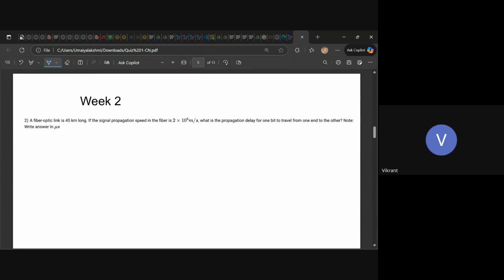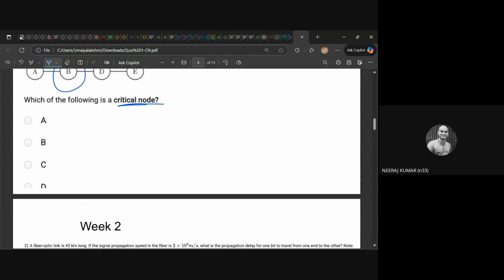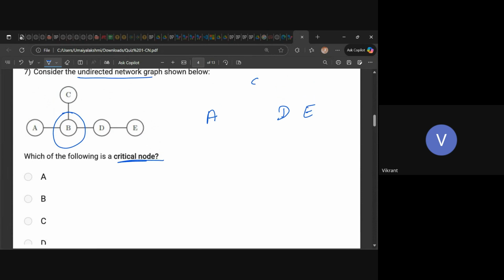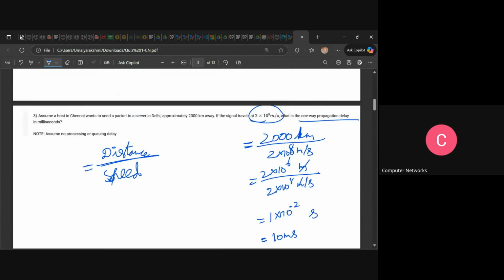Could we go back to the previous question? Just one question before this. I couldn't follow this computation. If you don't mind, could you derive the computation here? How did we convert 1 into 10 raised to the power minus 2 seconds into milliseconds? If I have to convert it into milliseconds, I am multiplying it by 1000. That's it.